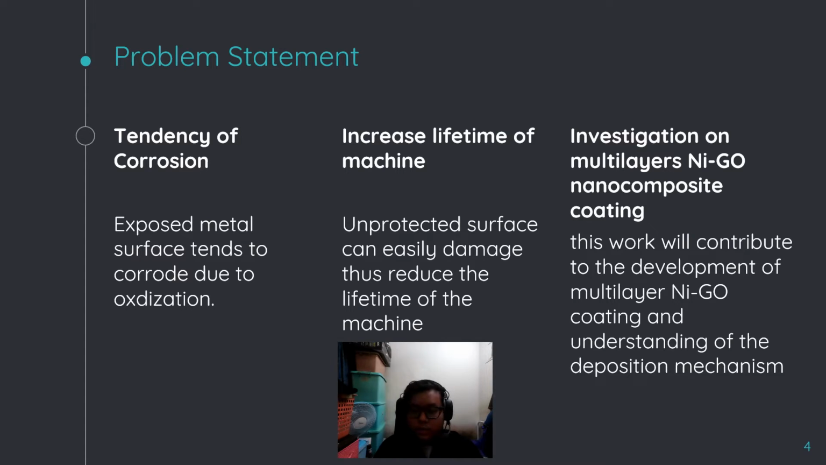Third is the investigation on multilayer nickel graphene oxide nanocomposite coating. The study on multilayer nickel graphene oxide nanocomposite coating through pulse electrodeposition hasn't been done yet. So this work will contribute to the development of multilayer nickel graphene oxide coating and understanding of deposition mechanism.